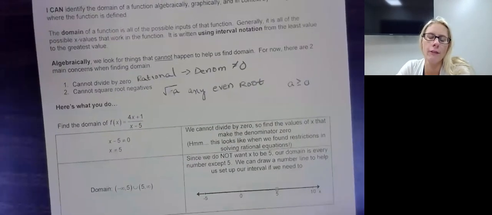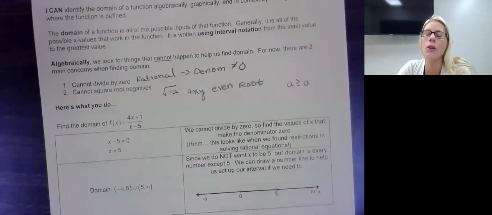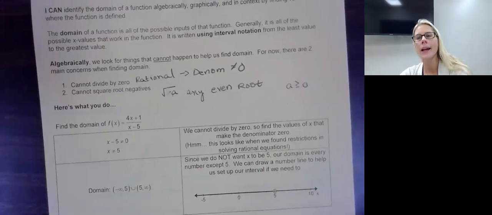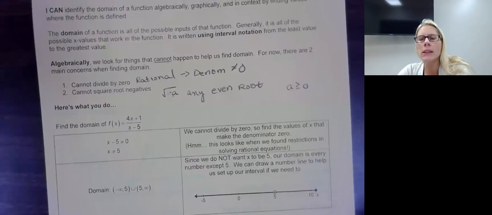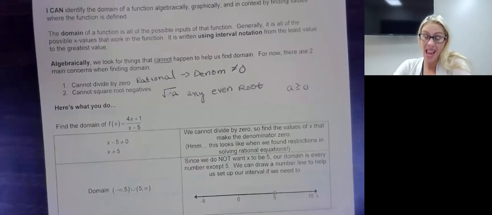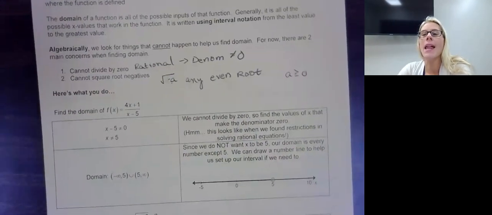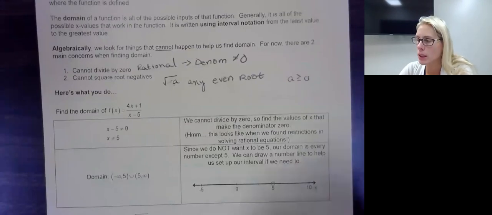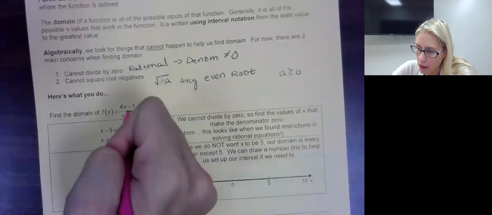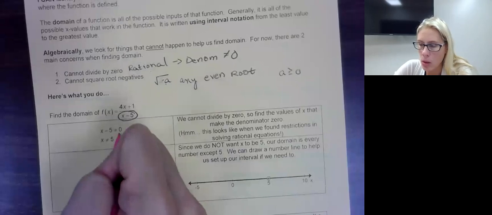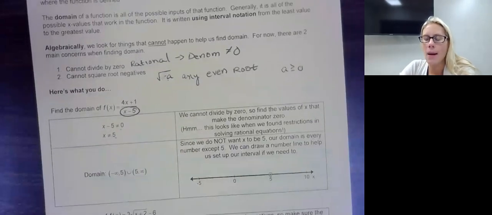Okay, so let's do some examples. Find the domain of f of x equals 4x plus 1 over x minus 5. Again, I always ask myself, do we have an issue with this? My answer would be yes, because it's a rational function. So our denominator cannot equal 0. We take our denominator, set that not equal to 0, and solve. So x cannot be 5.